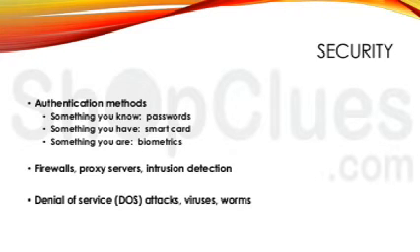Next one, the security. There are different authentication methods used for security. Sometimes it is a password, something you know; a smart card, something you have; biometrics, something you are. So these are the authentication methods for the security and protection of these websites, and the communications or information coming through these websites. For this, we use firewalls, proxy servers, intrusion detection, and protection against denial of service attacks, viruses, worms, etc.